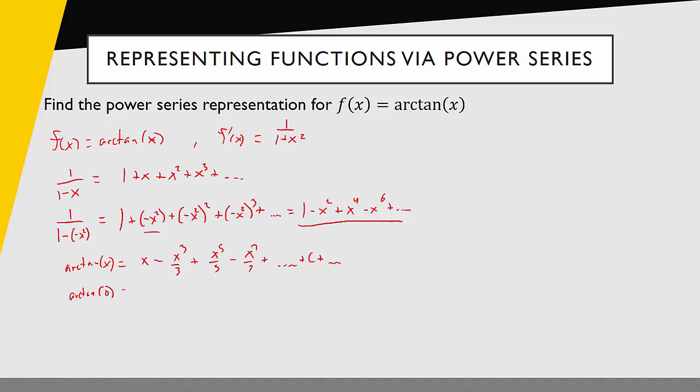Arctangent of 0 is equal to, plugging in 0 to the right-hand side gives me a whole bunch of zeros and an extra value of c. And then we need to recall that the arctangent of 0 is equal to 0, so that tells us our constant is actually going to go away. When everything is said and done, we're going to be left with arctangent of x is equal to the series x minus x cubed over 3, plus x to the 5th over 5, minus x to the 7th over 7, plus dot, dot, dot. So here we have the series representation for arctangent.